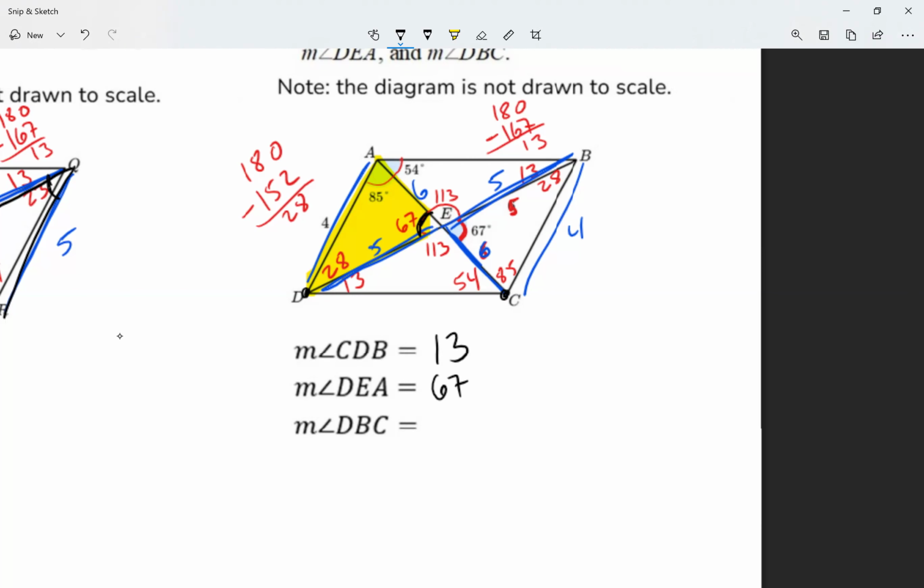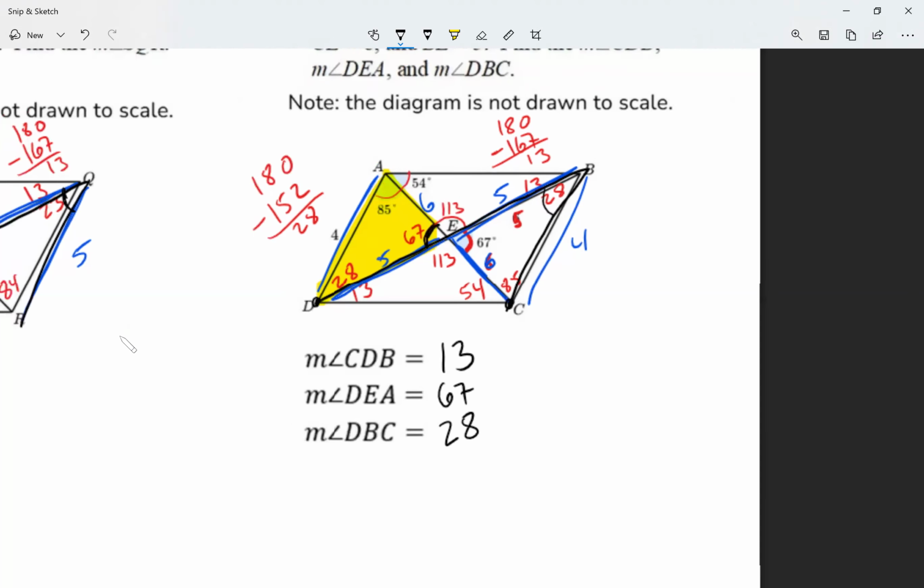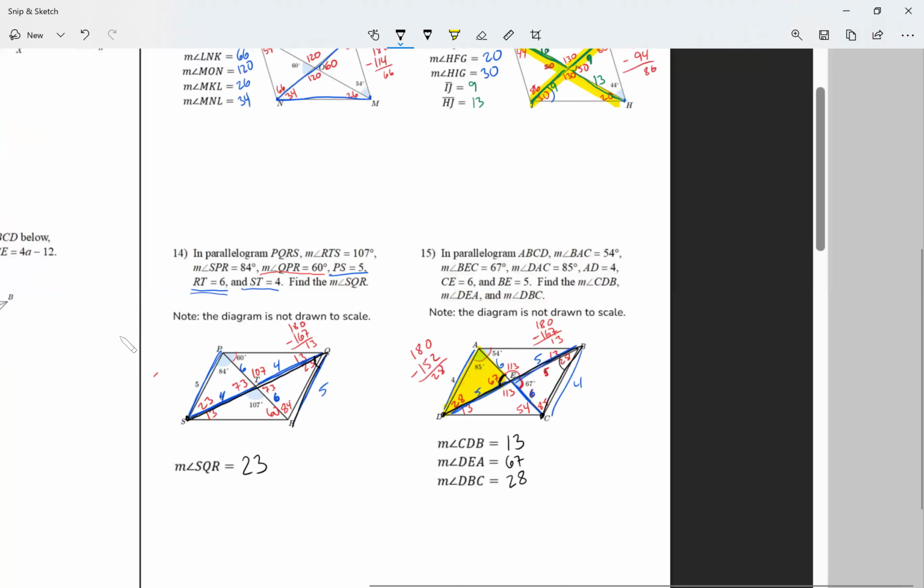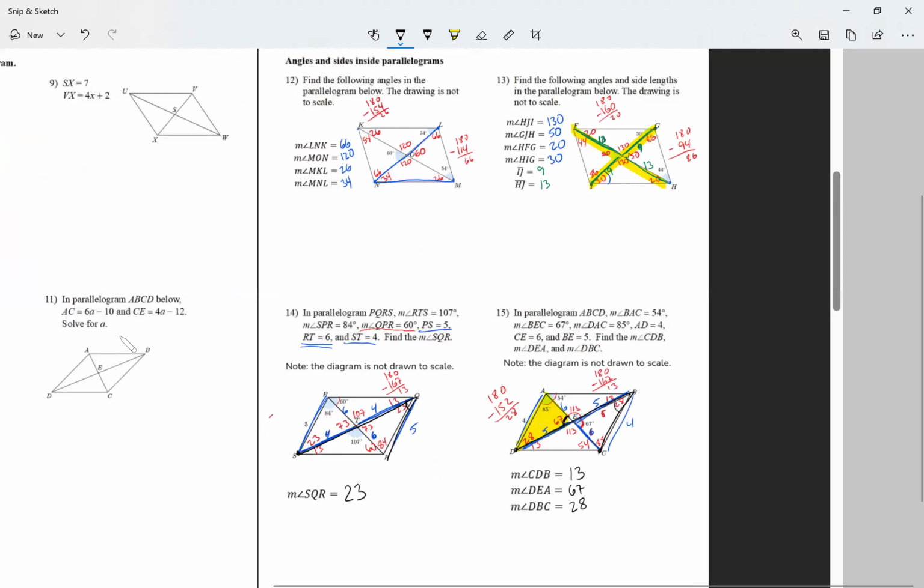And lastly, DBC. So connect D with B and C. So DBC, that gives me this corner, which I'm going to call 28. And there you go. That's what we did today.